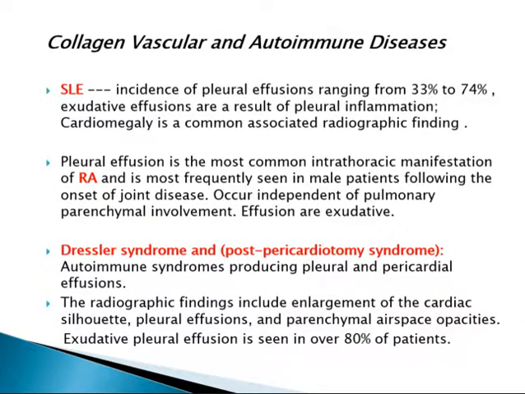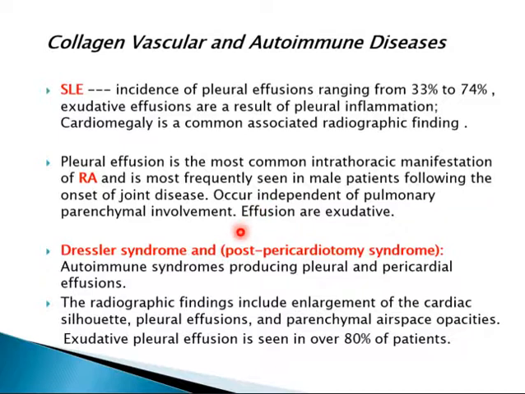Collagen vascular and autoimmune diseases: in SLE, the incidence of pleural effusion ranges from 33% to 74%. Exudative effusions are a result of pleural inflammation. Cardiomegaly is a common associated radiographic finding. Pleural effusion is the most common intrathoracic manifestation of rheumatoid arthritis and is most frequently seen in male patients following the onset of joint disease. It may occur independent of pulmonary parenchymal involvement.